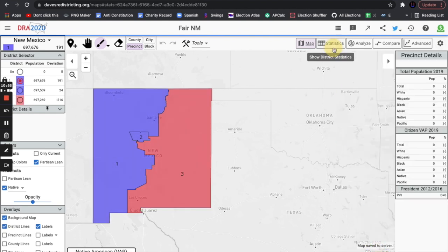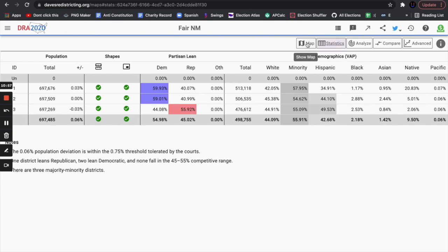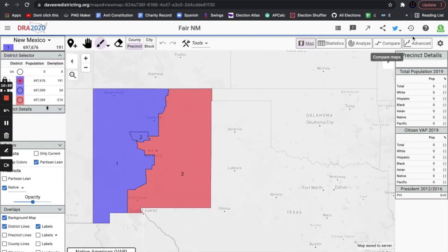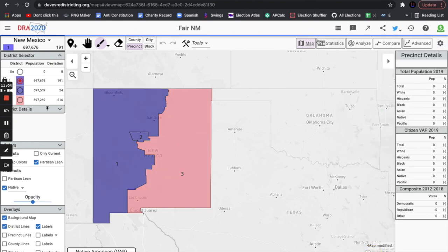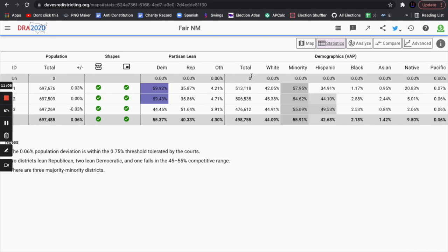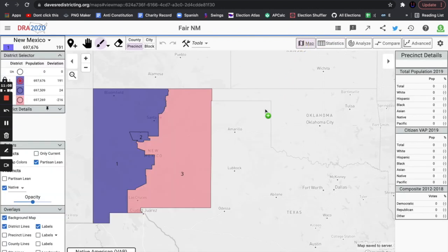In this data set, it would have been R+11 pretty much, or 12 actually. So, pretty Republican district. According to the composite data set, I think it's like R+8. Yeah, it's R+7, so I was close. Again, I made this map a while ago.